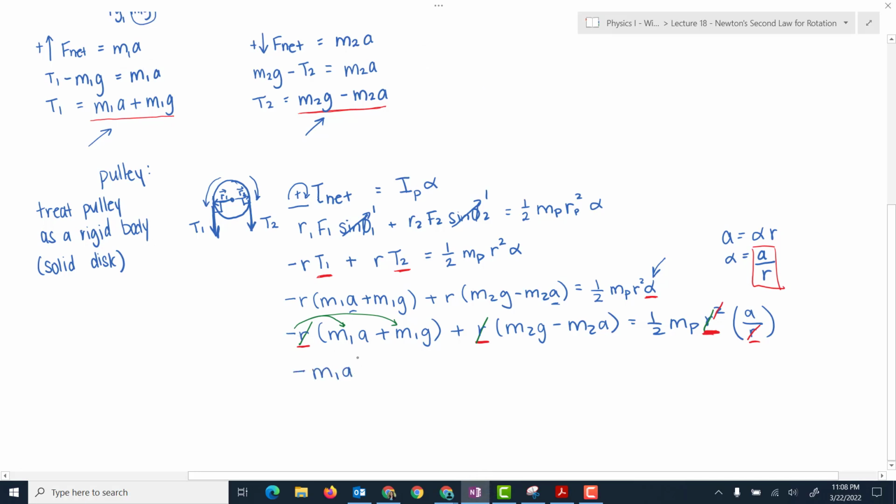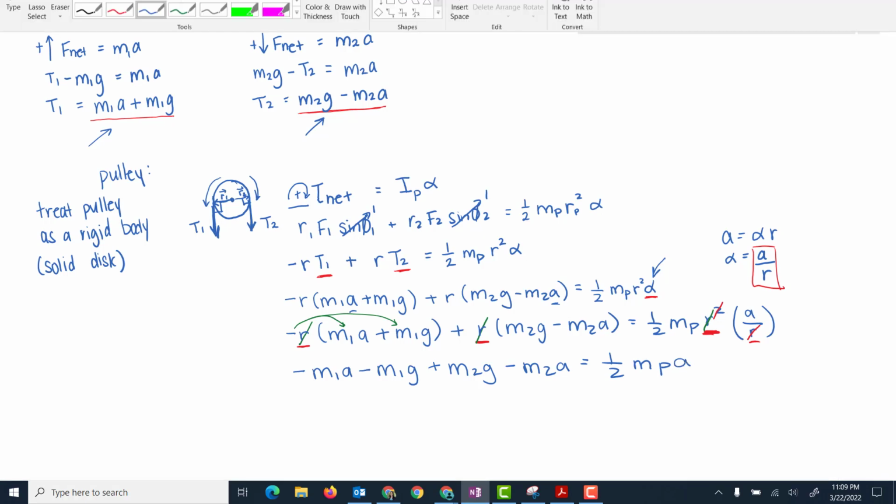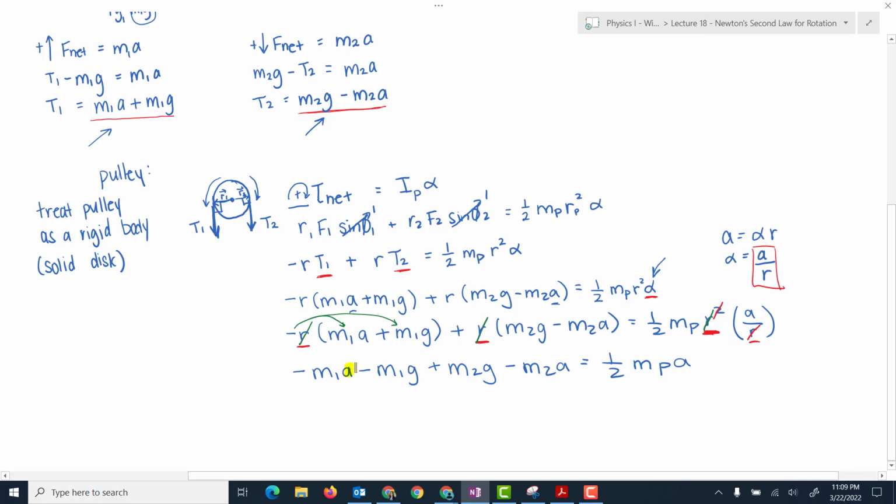I get negative m1a and then minus m1g. And now I'm going to just distribute my plus 1, so that's not changing anything. I'm just going to drop my brackets. Plus m2g minus m2a equals 1/2 mass of the pulley a. And I'm trying to solve for a. Okay, so I'm just going to highlight all my a's. This is what I'm trying to solve for.